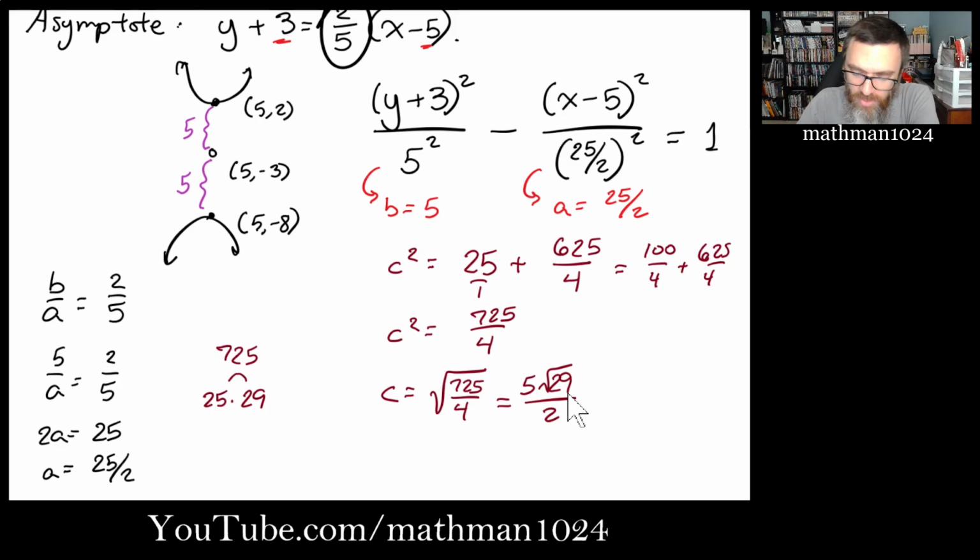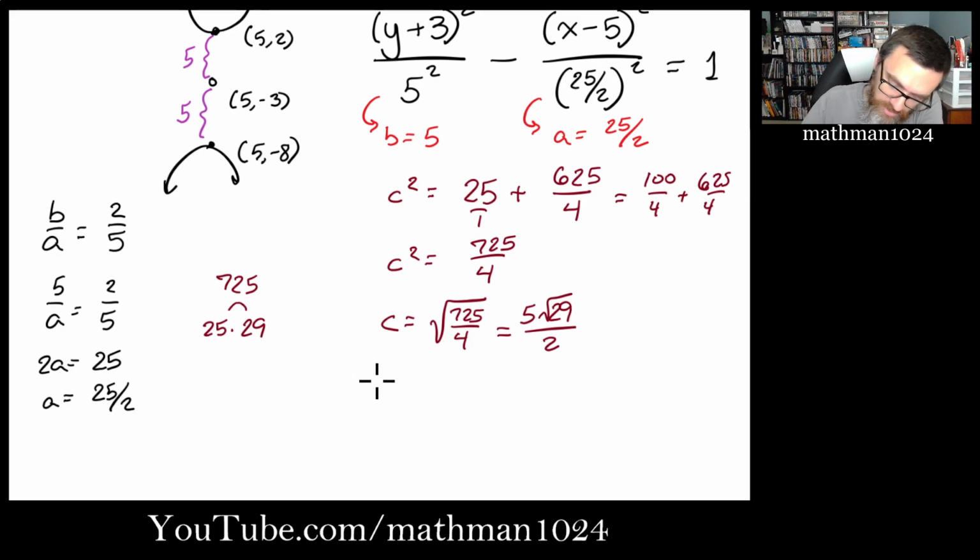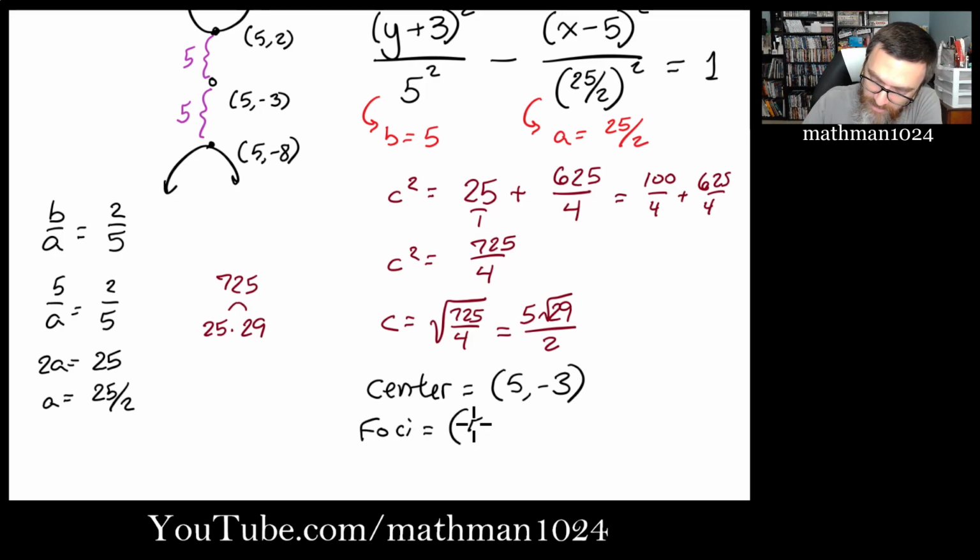Okay, so now we can answer our questions. Our center. I think I already wrote that, didn't I? So (5, -3). The vertices were already given to us. Your foci, so that's going to be (5, -3 plus or minus this nasty value for c), so 5 square root of 29 over 2.